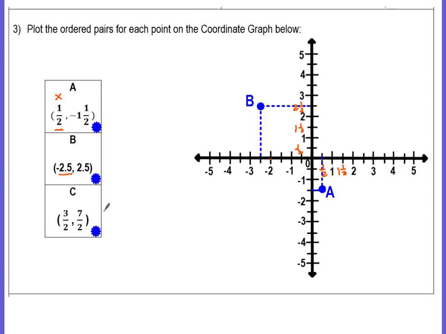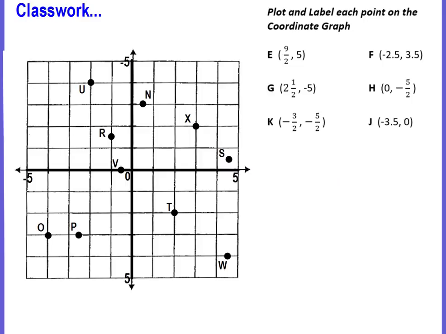And point C has the two improper fractions. So if I were to change them both to mixed numbers, it would be 1.5, 3.5. And this would be located, point C, right here. And now you're ready to work on your classwork.